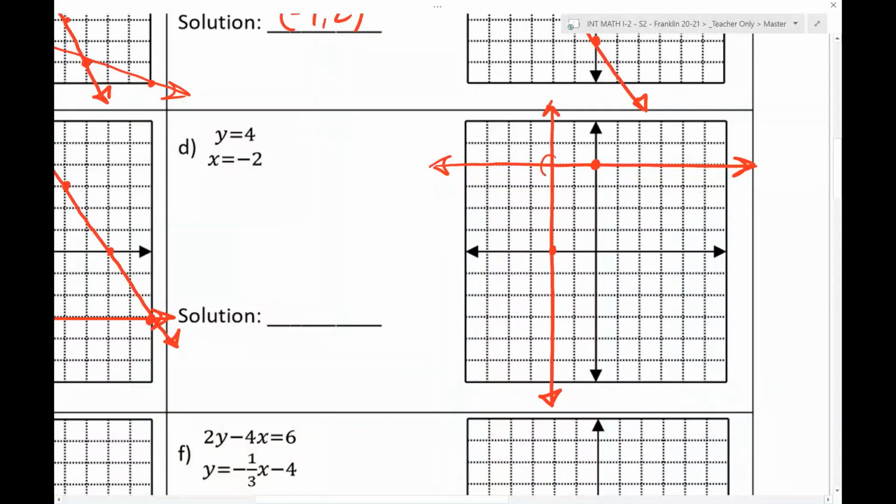So the point right here where they intersect is actually pretty simple because it's negative 2, 4, which if you look at the equations, match up with those x and y values. So that one's pretty straightforward there. They cross at the point negative 2, 4.